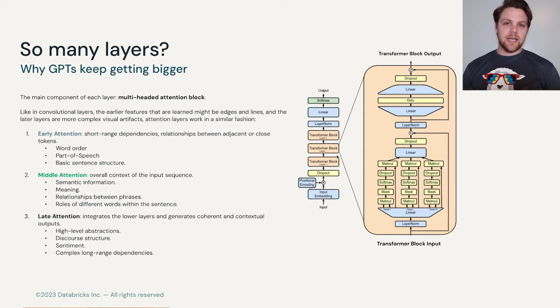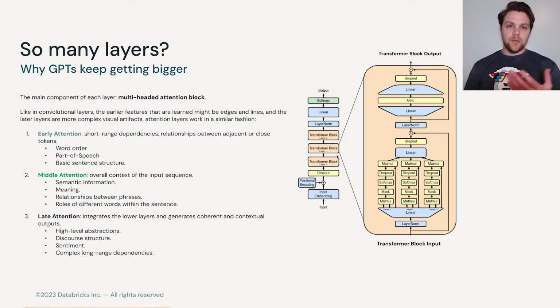And so in the middle layers of attention, in the middle numbers of blocks, we can think of the model as being able to pay attention to things like meaning, relationships between different phrases in the text rather than just within the specific sentences. And then at the last stages of the attentions in the transformer blocks, you can think of it as looking at the discourse, the sentiment, and complex long-range dependencies.